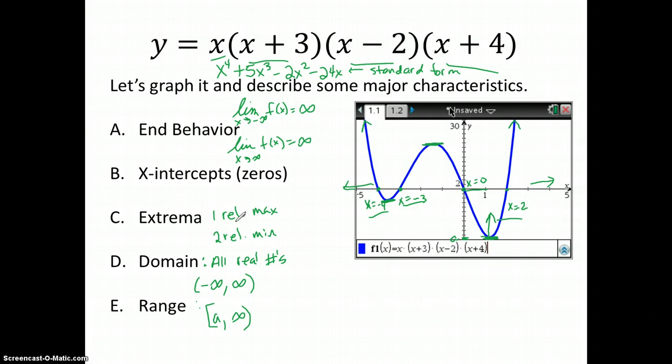So these are some of the major characteristics of this graph. And tomorrow in class, you're going to be looking at each of these characteristics. And it turns out that we can really get a good idea of what this graph looks like just by looking at the standard form.